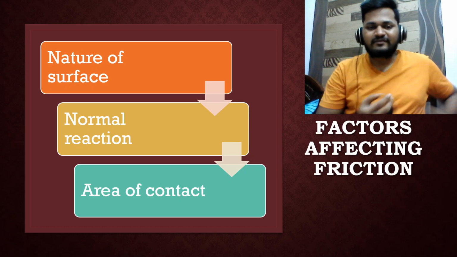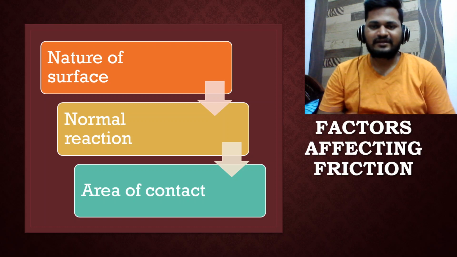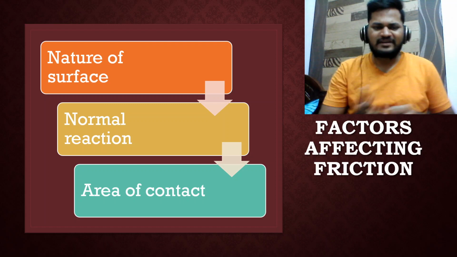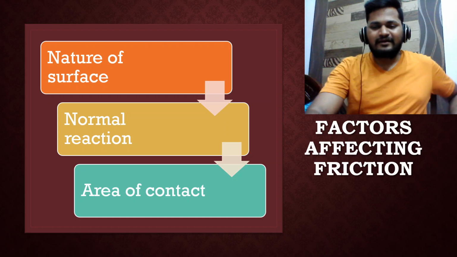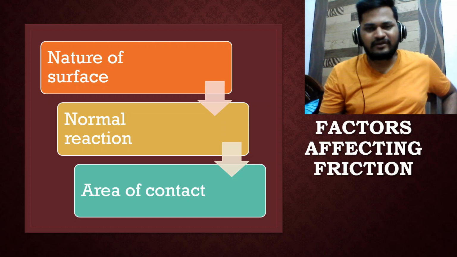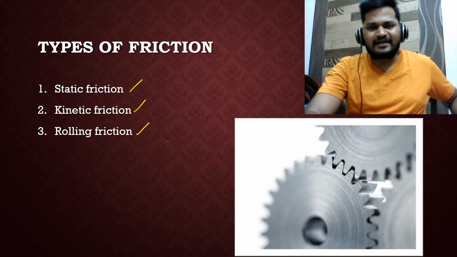Then factors affecting friction. Friction depends on the nature of the surface, whether rough or smooth. Then normal reaction, it is directly proportional to normal reaction. You have seen in the case of limiting friction and kinetic friction. And friction is independent of area of contact if it is static or kinetic friction. If it is rolling friction, it depends on area of contact. Then types of friction: static, kinetic, rolling.